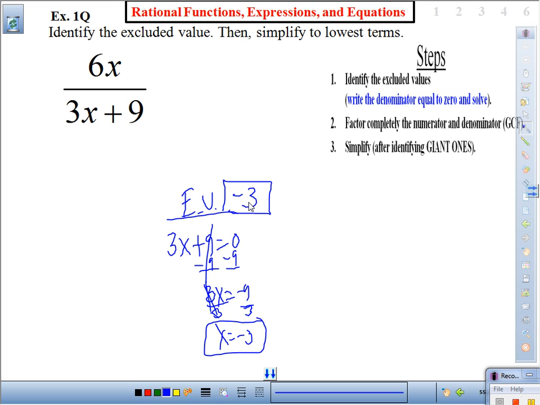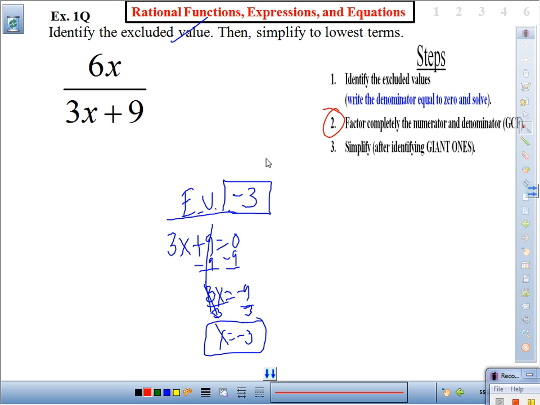And if you're not sure about the excluded value, guys, you can always test it. How can I test it, Mr. Q? We'll substitute that in for x. What is 3 times negative 3? Negative 9. Does that add up to 9 to give us 0? Yes. So that's how you know that it's the excluded value. So we're done with the excluded value. Now what are we going to do? They're asking us to simplify to lowest terms. Has someone, Lauren? Jacob.